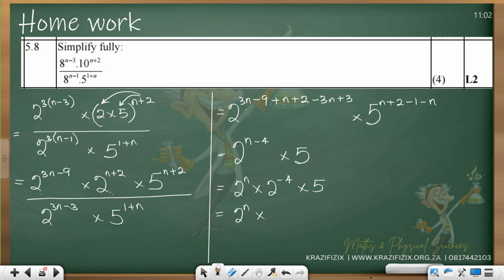Now, this is the same thing as 1 over 2 to the power 4. And what would this be? 2 to the power n times 5 over 16. And that's all we can do with this question. The examiner says simplify fully. We cannot simplify beyond this point. Please, let's write quickly. Thank you for that question, Bonolo. I love it when we ask.